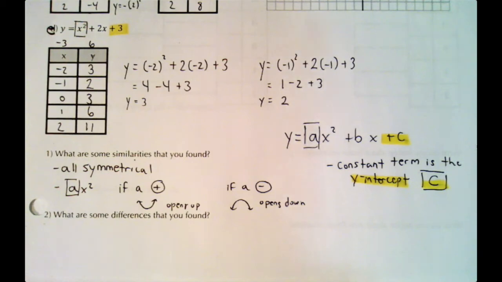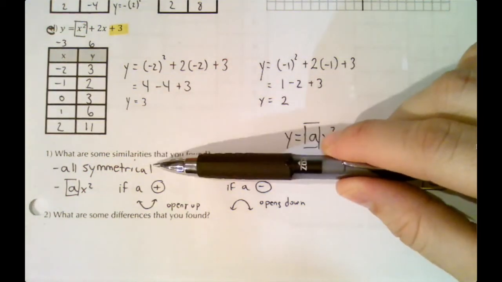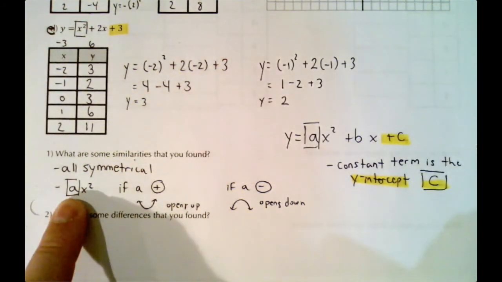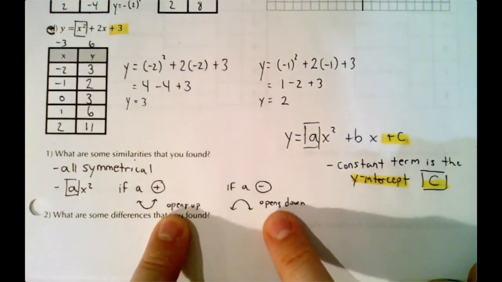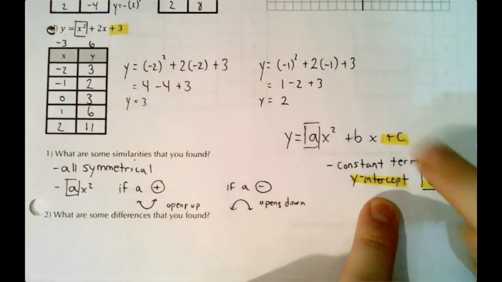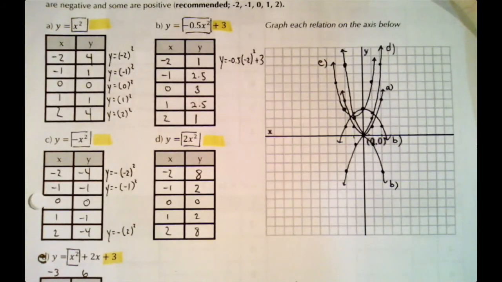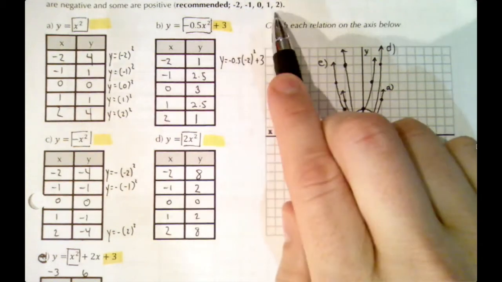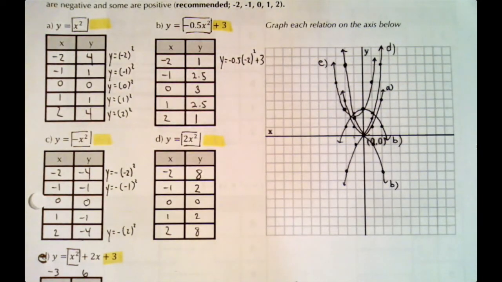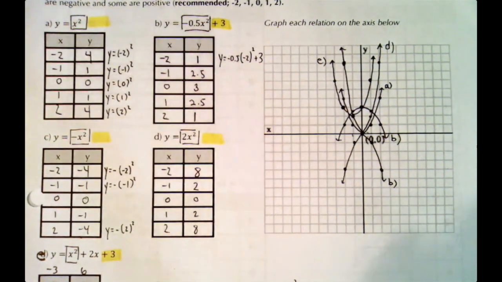What's important here? Three things. All parabolas are symmetrical. The a in front of the x squared tells you which way it opens. And the c, the number at the end, tells you the y-intercept. You also need to be able to make a table from an equation and then graph the points in the table. And we should always use these x values. If we end up with a parabola that's not symmetrical, we can use the other side of the parabola to make it symmetrical.